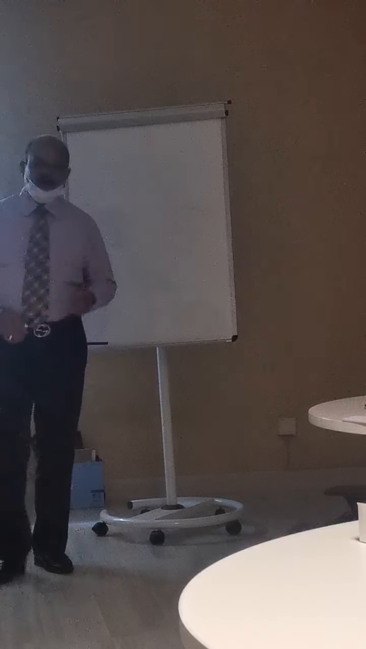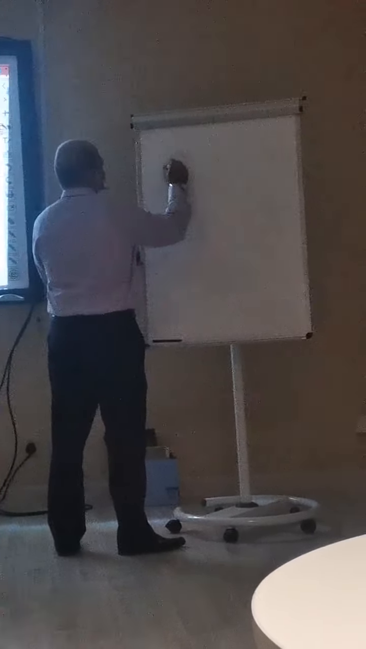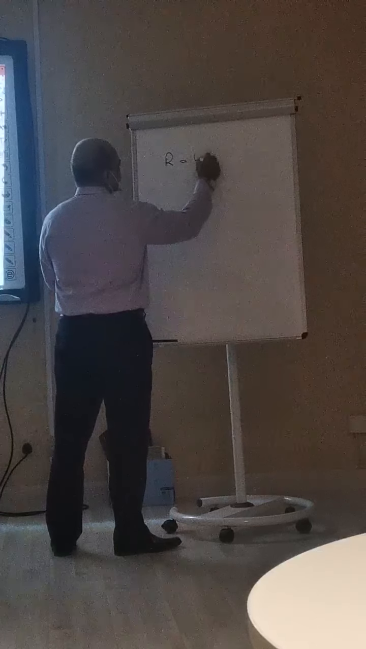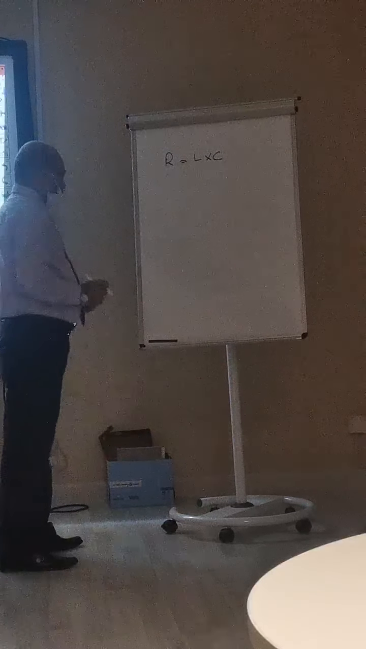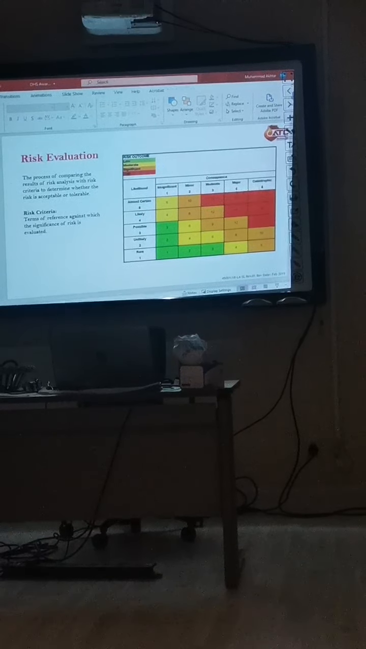Risk. Maybe this table you can use. This is how you assess your risk. The same formula as mentioned: risk is equal to likelihood into consequences. So this side of the table is the likelihood, 1, 2, 3, 4, 5, and these are the consequences.